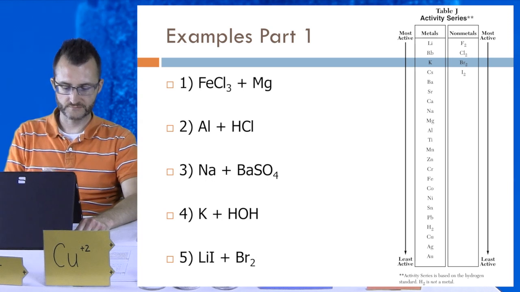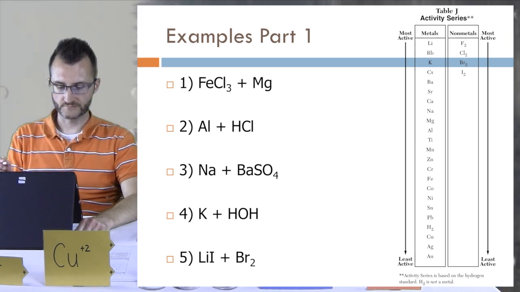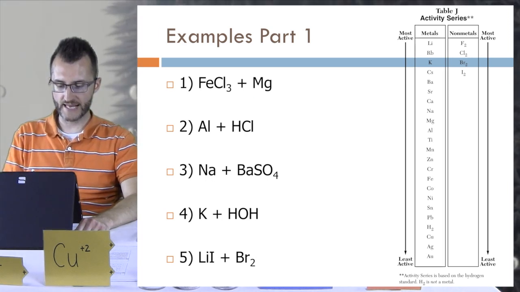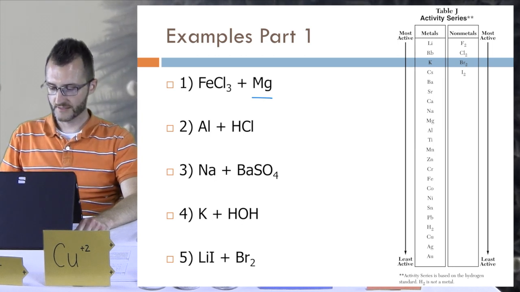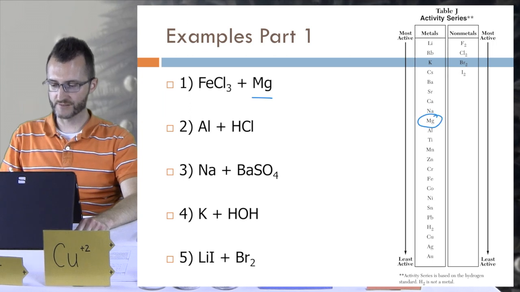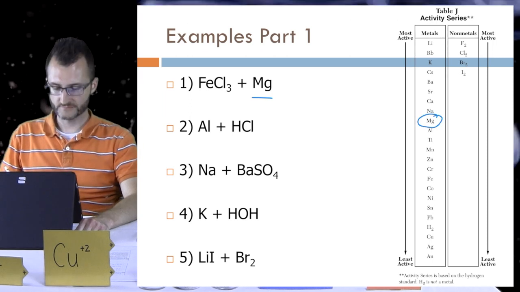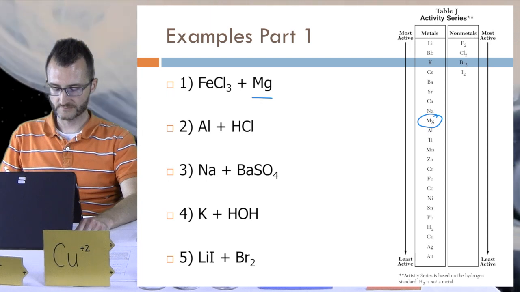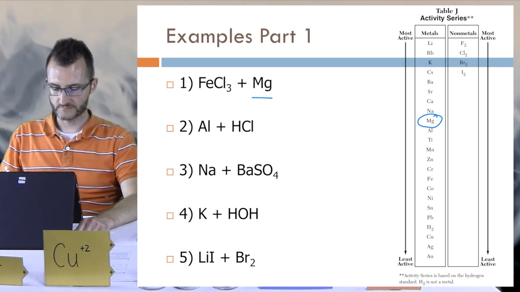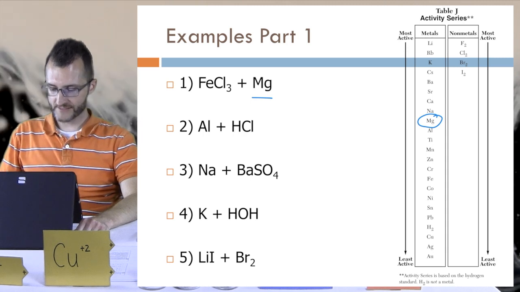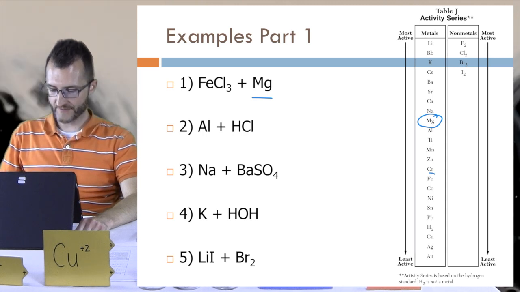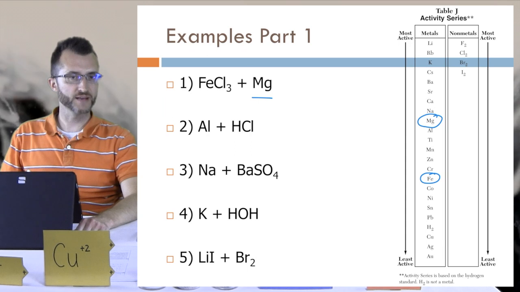All right, our first example here, we have FeCl3 plus Mg. So we're gonna find the element that's by itself, the single element. All right, so that would be Mg's by itself. Good, we're gonna find that element on table J. All right, so Mg is in the metals column. Now I want you to go back to the equation and find the element in the compound that is in the same column on table J. Between Fe and Cl, I see Fe is also in the metal column with Mg.